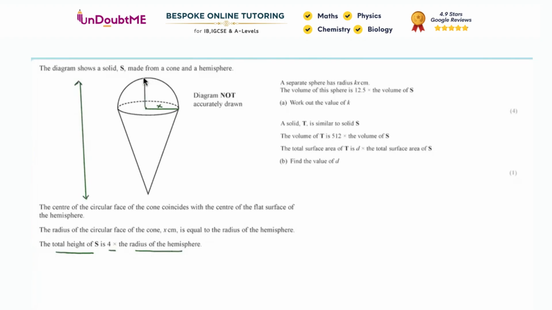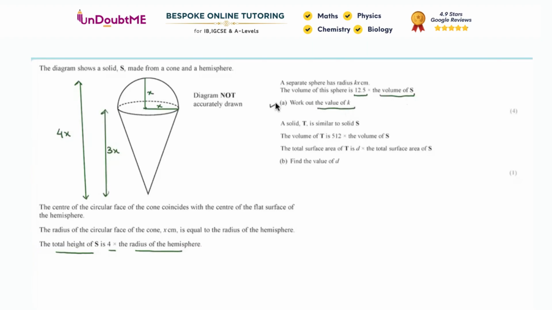Now see, this is also a radius because a hemisphere is like from the center, equal distances. And the remaining will be for the cone. So the overall height is 4x. The height in the hemispherical part is x. So the height of the cone is 3x. It's all about how you interpret the diagram. A separate sphere of radius kx has a volume that is 12.5 times the volume of S. Work out the value of k.